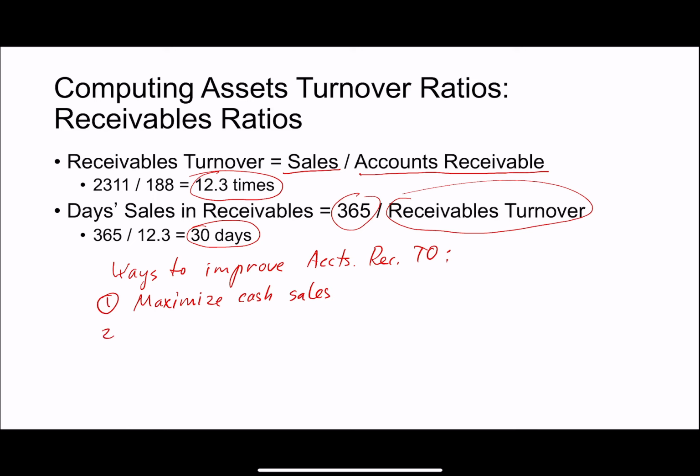Number two is improve your customer screening and collection policy.